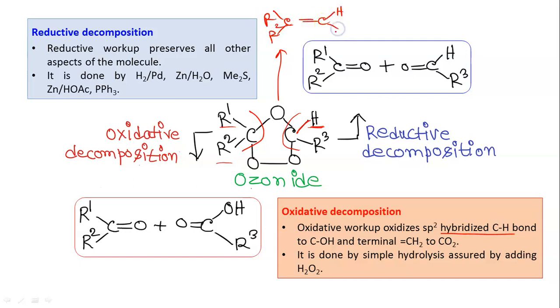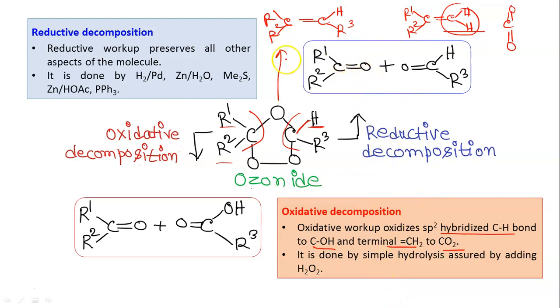So an sp2 hybridized CH bond, if it is present, will be converted to COH. Similarly, suppose there is R1, R2 double bond C, H and H. If both are H, that is two CH bonds, then from this part what will we get? We will get CO2. So a terminal CH2, if it is present, will be converted to CO2 in case of oxidative decomposition. But if it is reductive, we simply get carbonyl compounds.